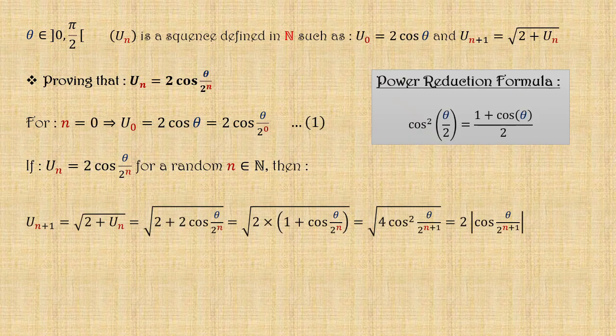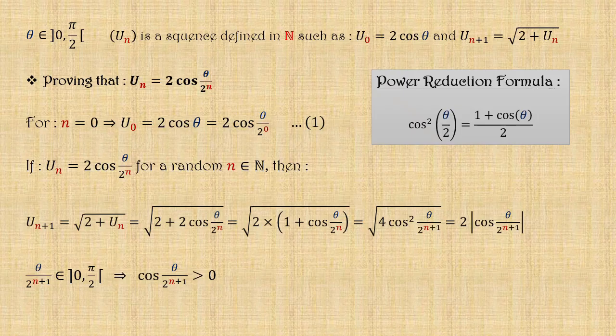And by using our power reduction formula about the cosine function again, we can replace 1 plus cosine theta over 2 to the power of n by 2 times the square of cosine theta over 2 to the power of n plus 1. So un plus 1 would be equal to the square root of 4 times the square of cosine theta over 2 to the power of n plus 1, which equals 2 times the absolute value of cosine theta over 2 to the power of n plus 1.